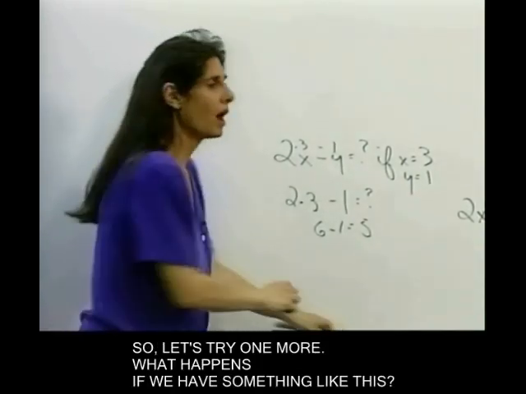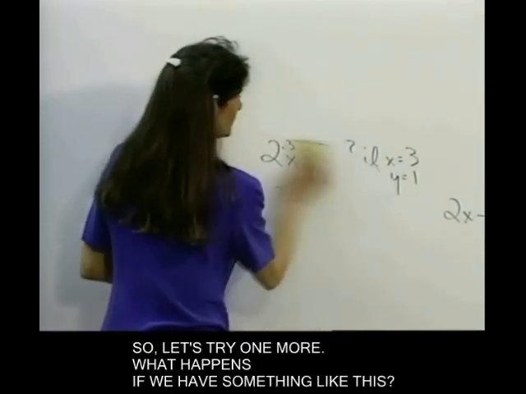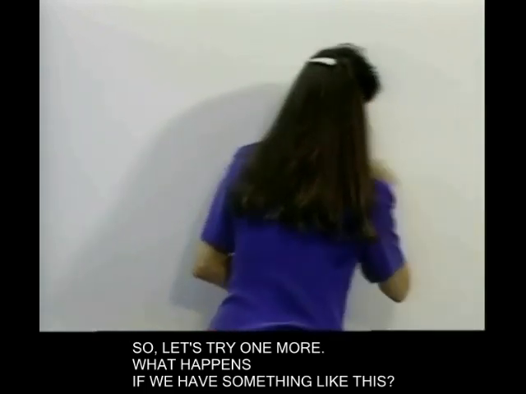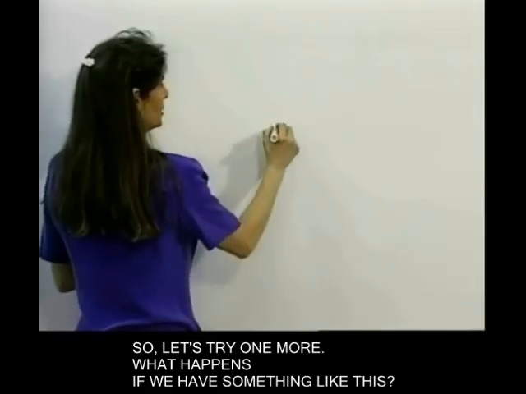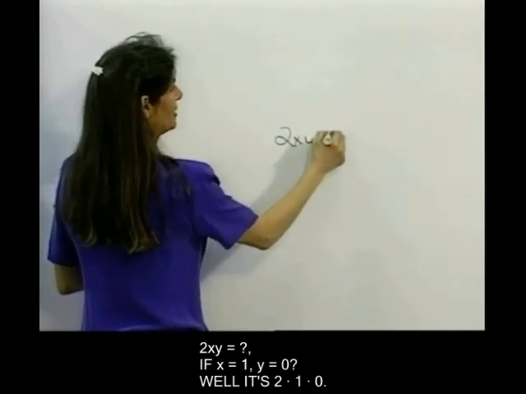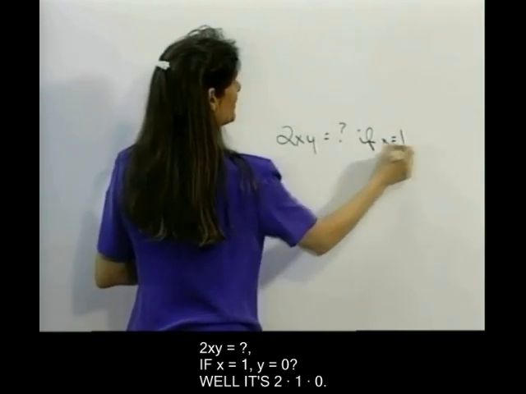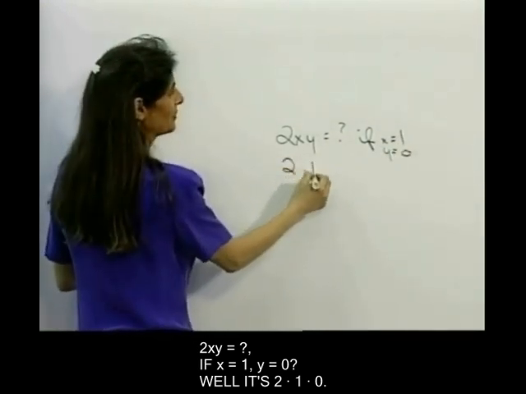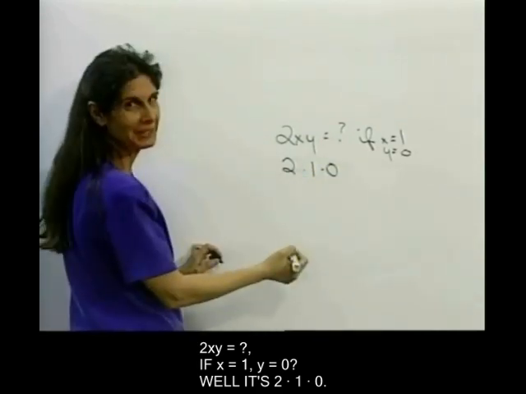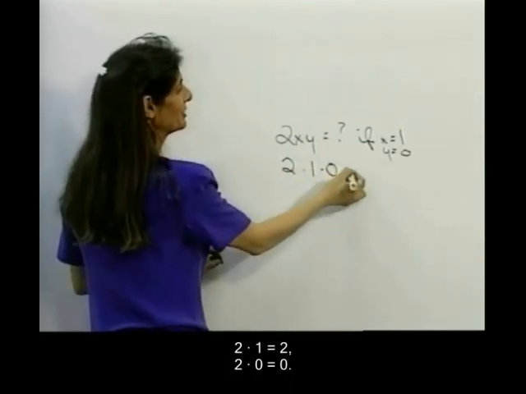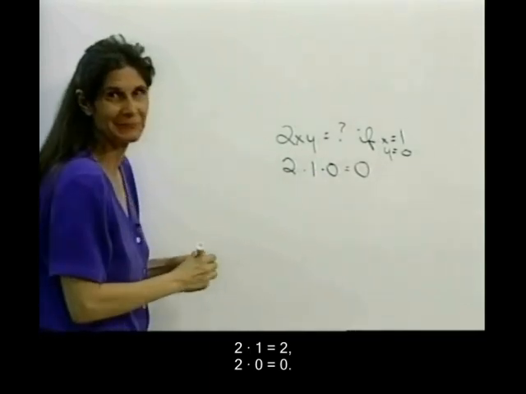So let's try one more. What happens if we have something like this? 2xy equals what? If x is 1, y is 0. Well, it's 2 times 1 times 0. 2 times 1 is 2. 2 times 0 is 0.